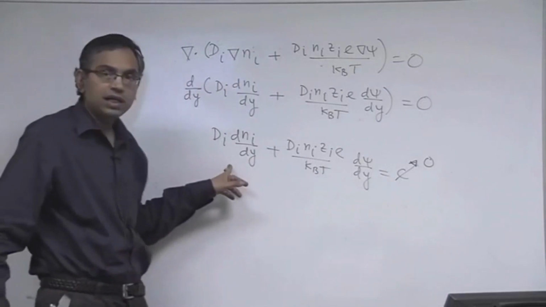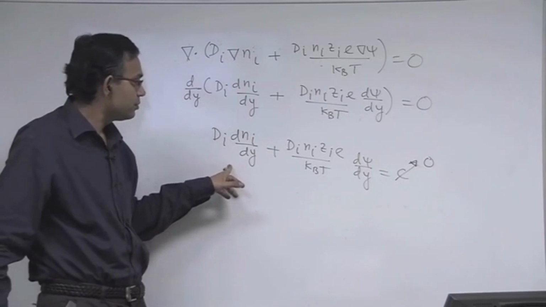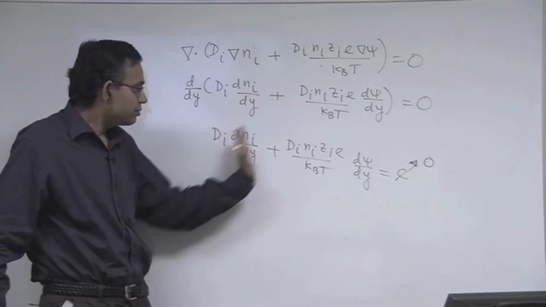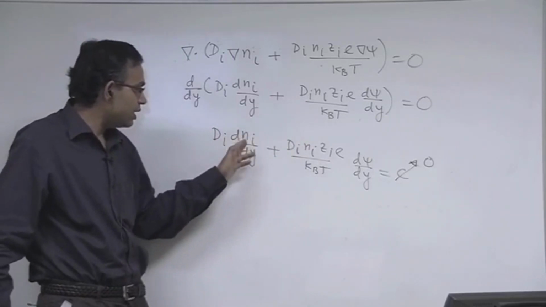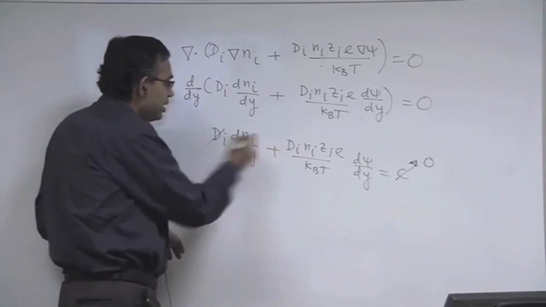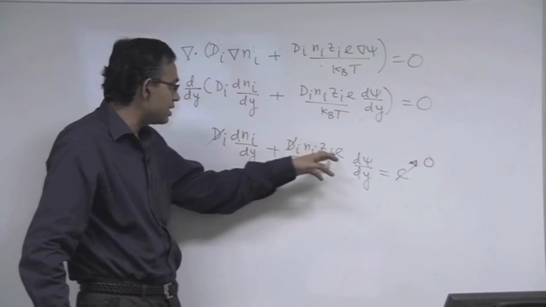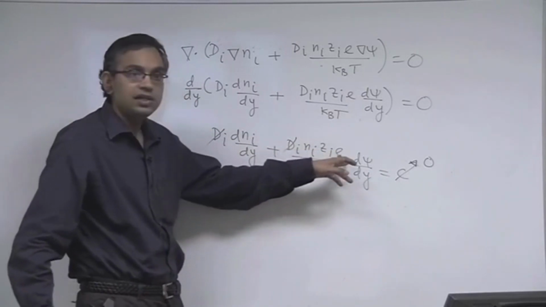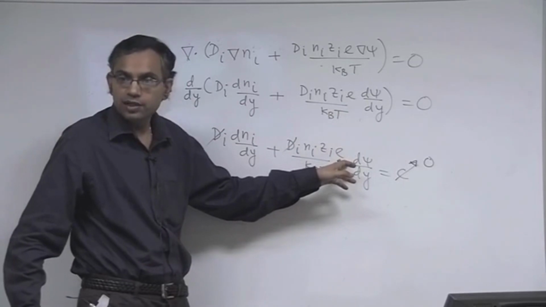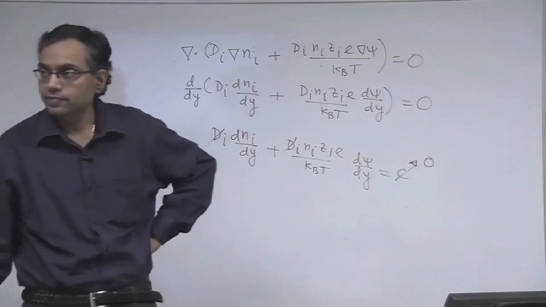This is nothing but the differential form of the Boltzmann distribution, right. You just cross the various terms, dNi by Ni is equal to minus, so this Di gets cancelled, dNi by Ni is equal to minus Zi e by Kb T d psi, right, that is the differential form of the Boltzmann distribution. So you can see that you can recover the Boltzmann distribution from this.